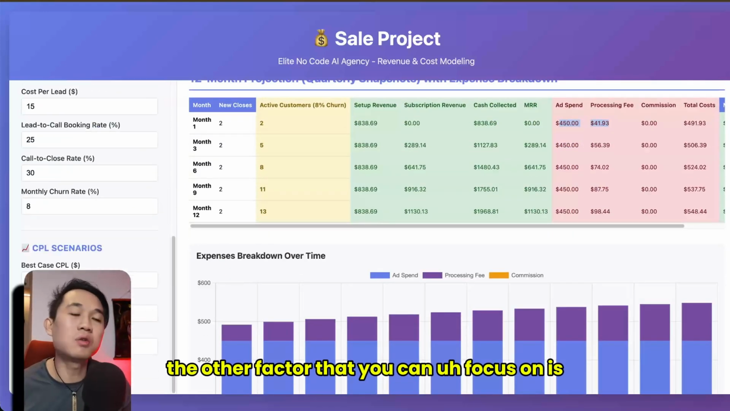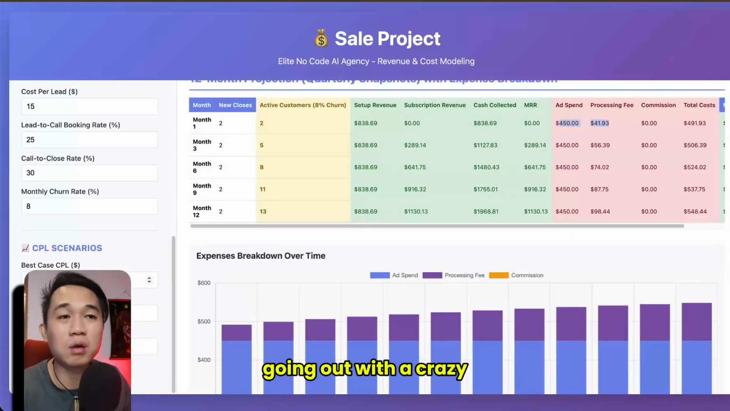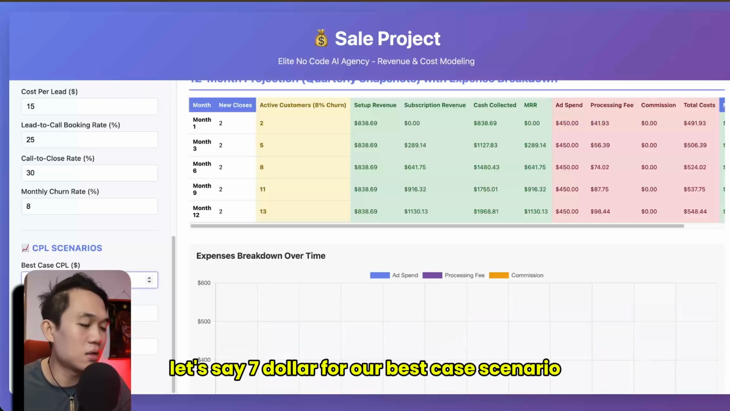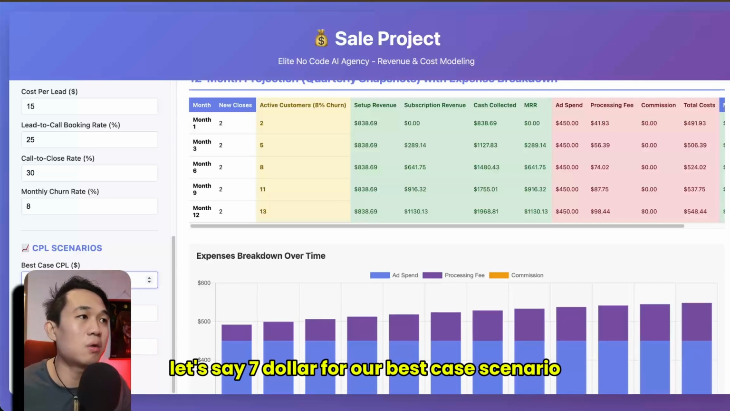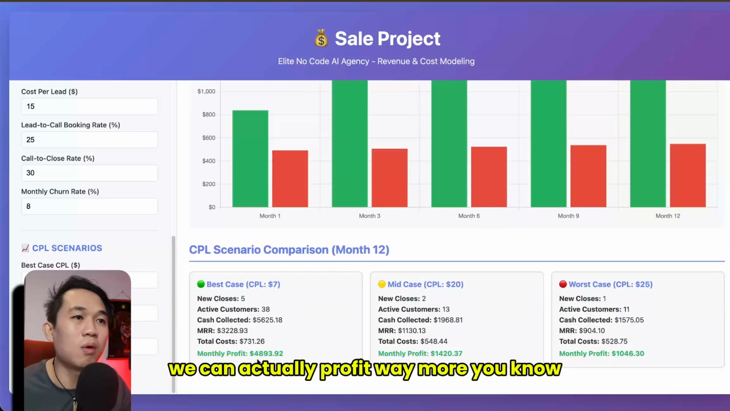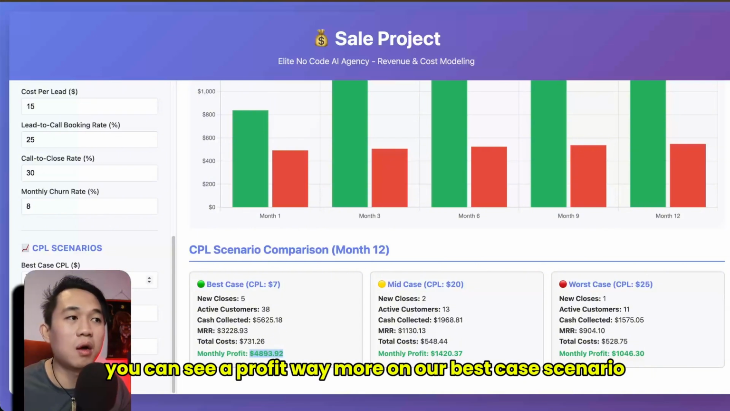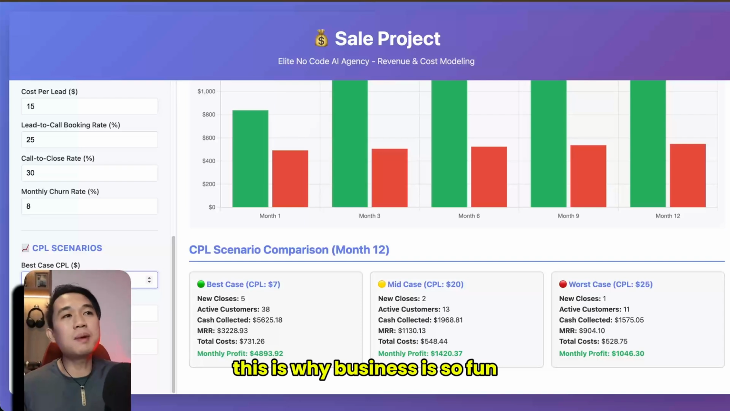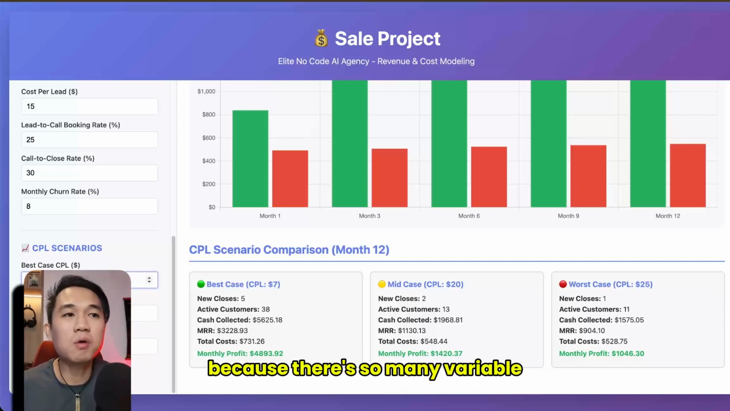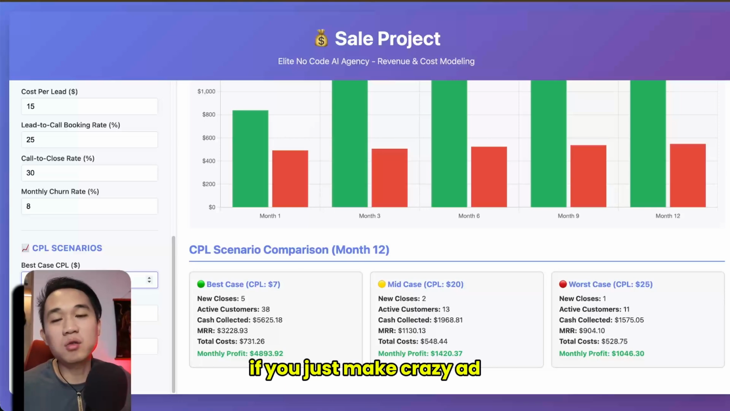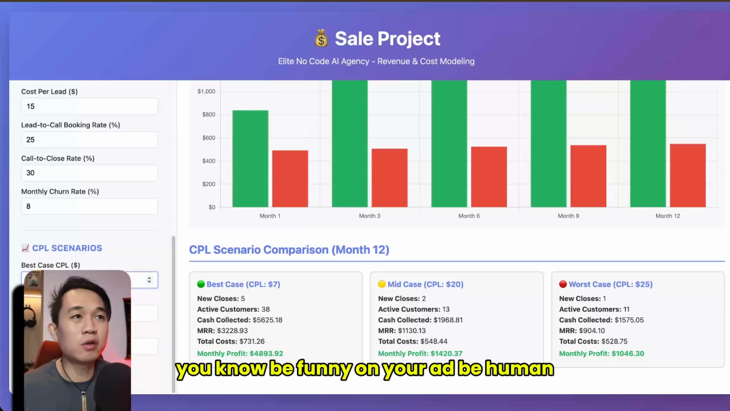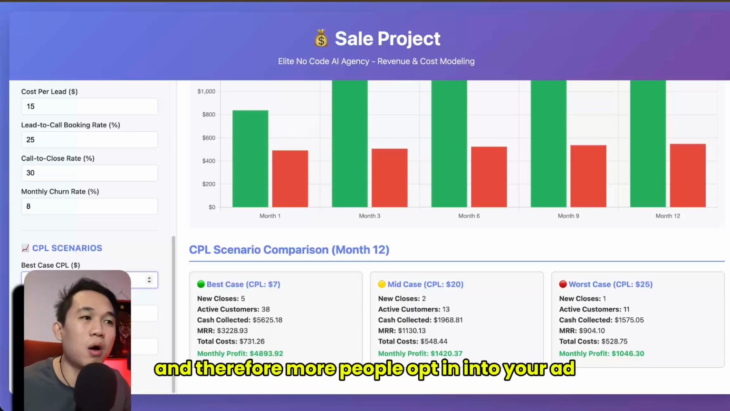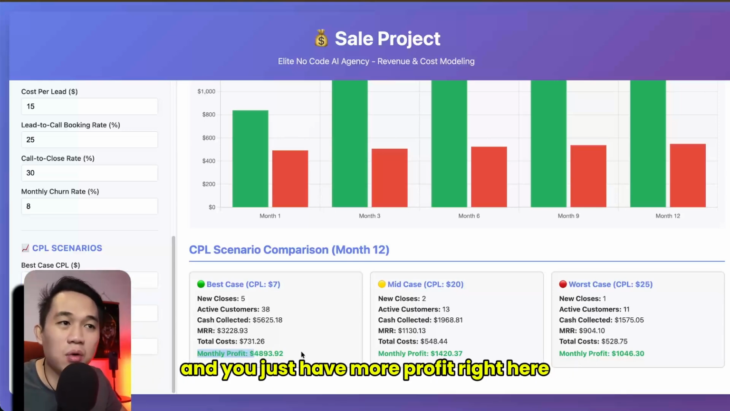The other factor that you can focus on is going out with a crazy offer and reducing this cost per lead down. Let's say $7 for our best case scenario. We can actually profit way more. You can see a profit way more in our best case scenario. There are just so many variables that you can influence, this is why business is so fun. If you just make a crazy ad, be funny in your ad, be human, you might get lower cost per click, and therefore more people opt into your ad, and you just have more profit right here.